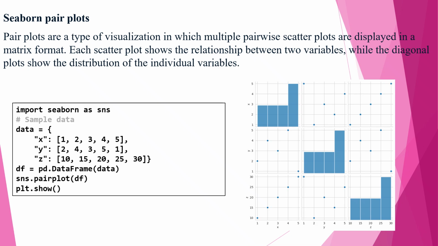In the example, a dataset is created and converted into a pandas data frame, and sns.pairplot is used to generate the visualization. This type of plot is very useful for exploratory data analysis as it provides a complete overview of how variables are related to each other.